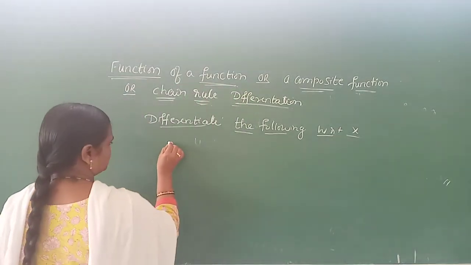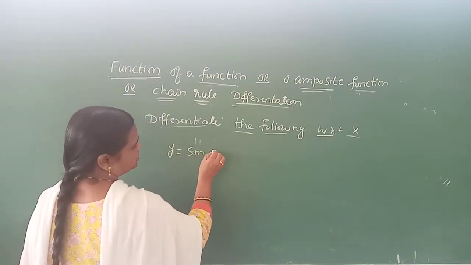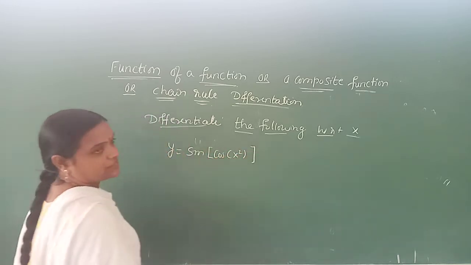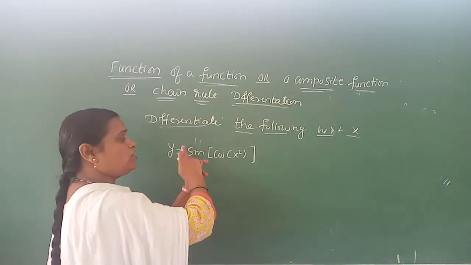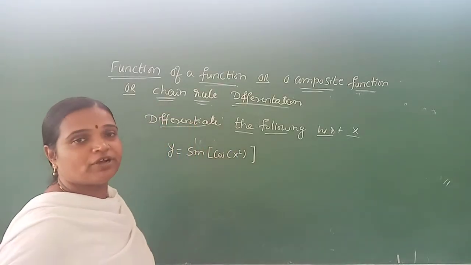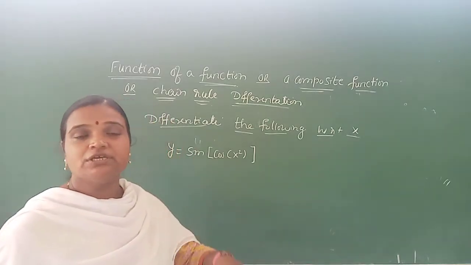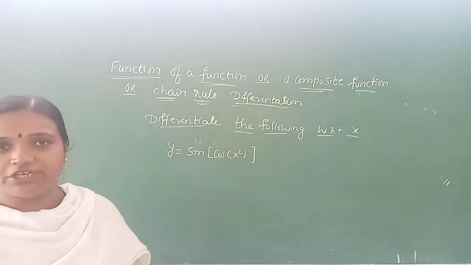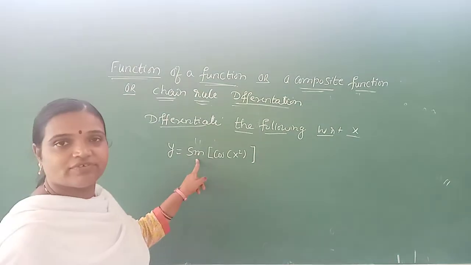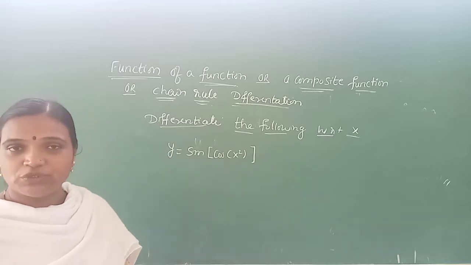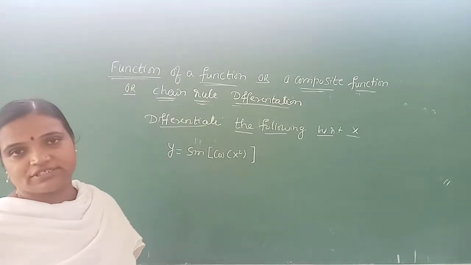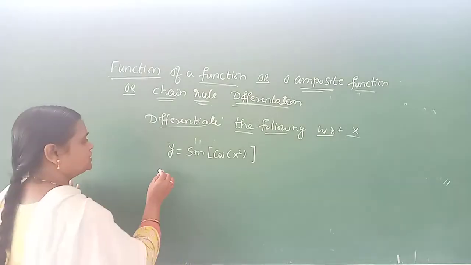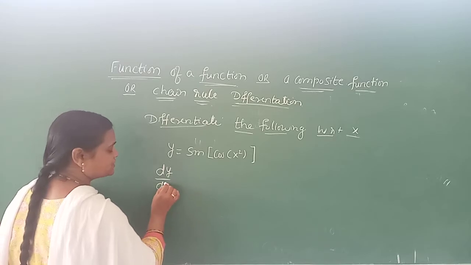Next, y is equal to sine of cos of x square. Okay, this is function of function. See how many number of variables? 1, 2, 3. 3 variables. Means how many times we are doing the differentiation? 3 times we are doing the differentiation. Remember that. First differentiation, first we have to remove sine, do the differentiation. Later on cos. Last possibility x square. I will tell you how. Just concentrate. Dy by dx.